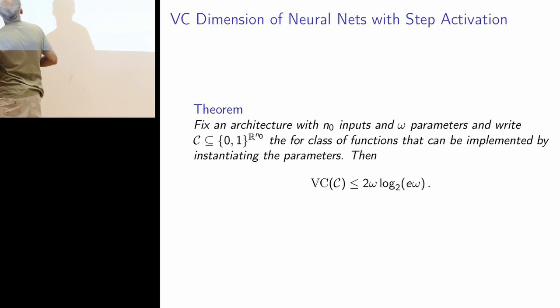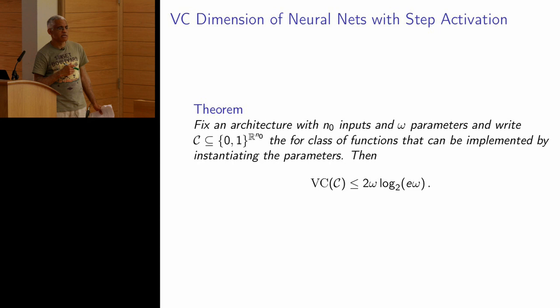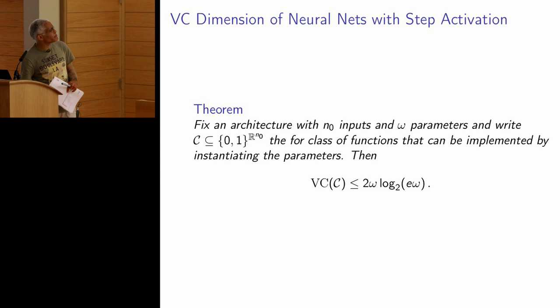The VC dimension here is at most the number of parameters. It's linear in the number of parameters and the log of the number of parameters. And in fact, that's easy to show just knowing what we know.